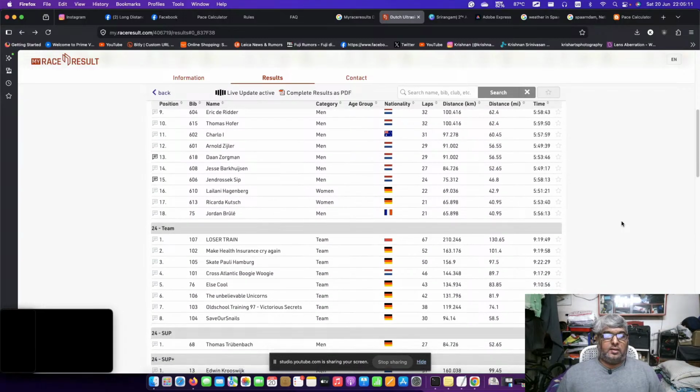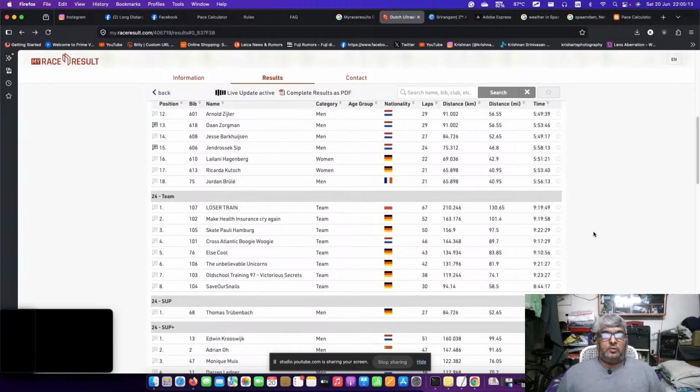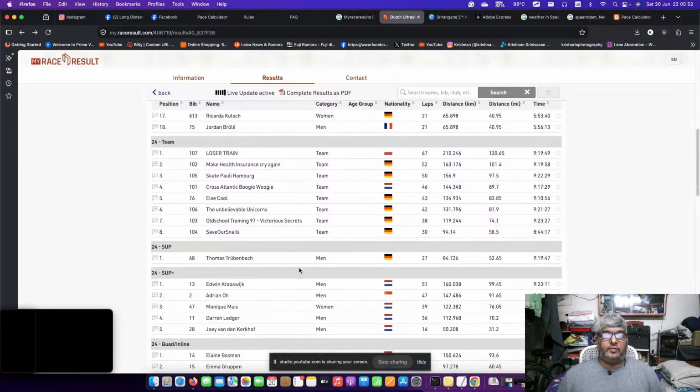Next comes the 24-hour team. Loser Train is leading, doing 210 kilometers after 9 hours and 19 minutes. Second is Make Health Insurance Cry Again. They are doing 163 kilometers in 9 hours 19 minutes. Third is Skate Poly Hamburg. They have done 156.9 kilometers in 9 hours and 22 minutes. The rest are 4, 5, 6, 7, and 8. You can go and check. I've given you the link already.